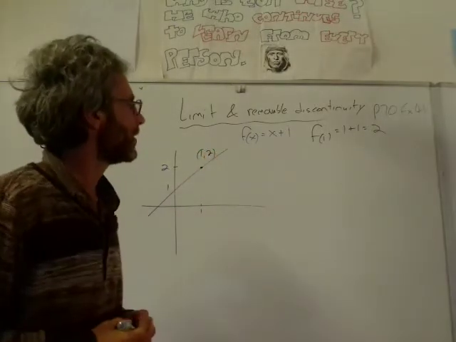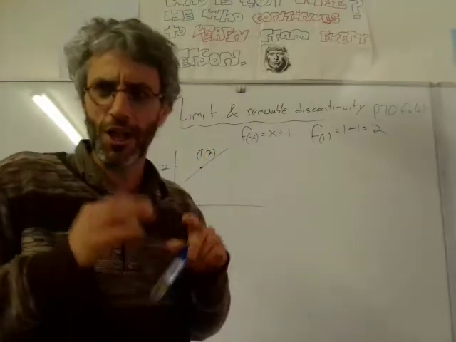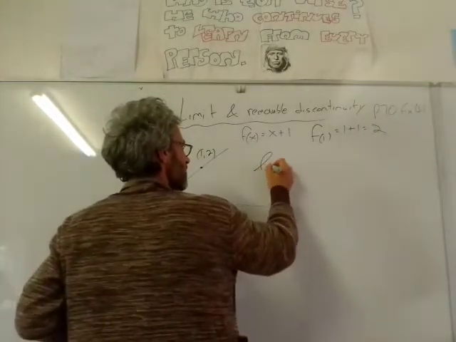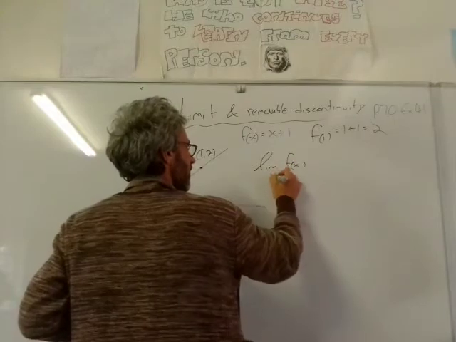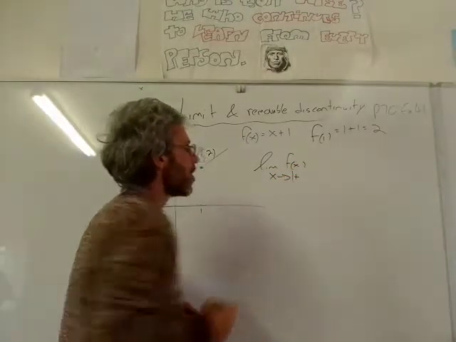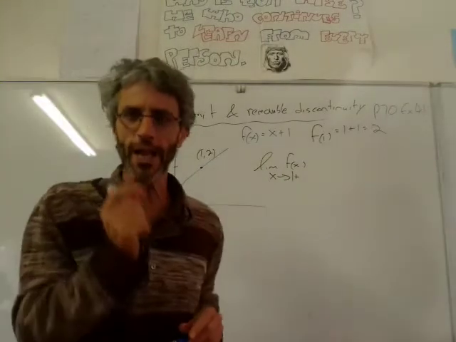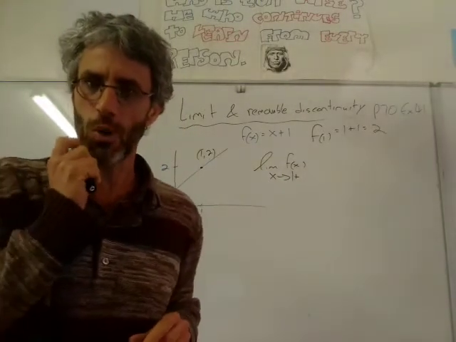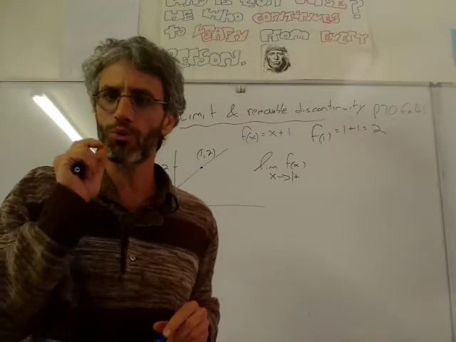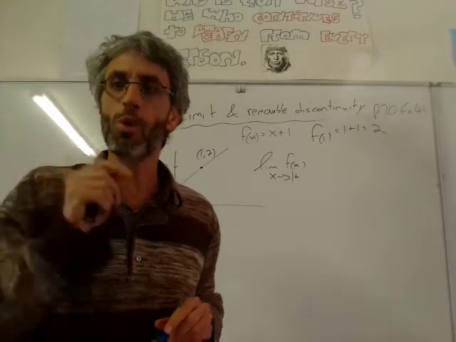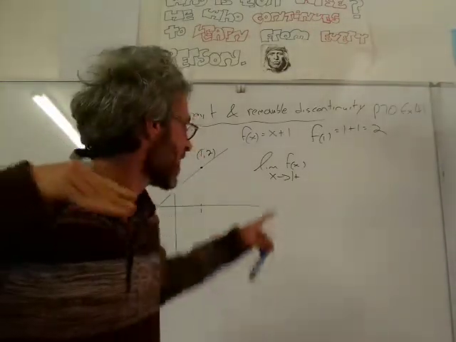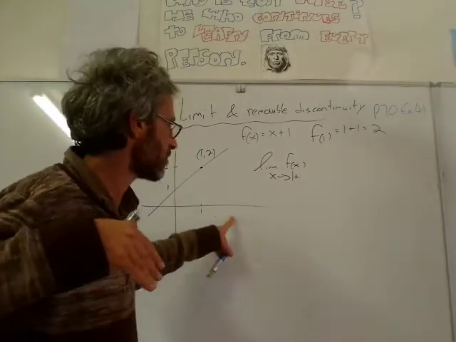Now I'm going to ask a kind of funny question. Let me just write first. I'm going to ask, not what's the value of the function at x equals 1, but what value does the function approach when we approach x equals 1 from the right?